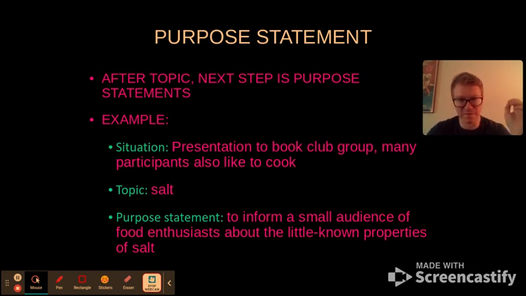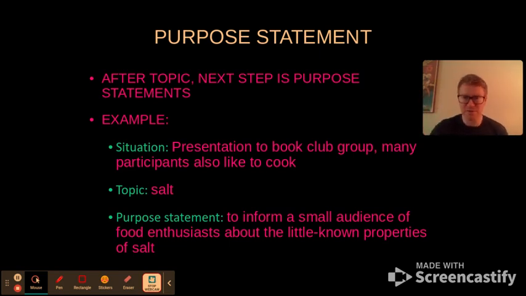So safe assumption, but you have to do this presentation on something, and you go, okay, well, I know that they like to cook. I'm not just going to do something on cooking overall, right? Let me pick something specific about cooking. And maybe the role of a particular ingredient, or the way that something gets used in a particular kind of cuisine. And then you fuse that together and you have the purpose statement, the idea that, okay, my goal here now is to do an informative speech to a small audience of food enthusiasts about the little known properties of salt.